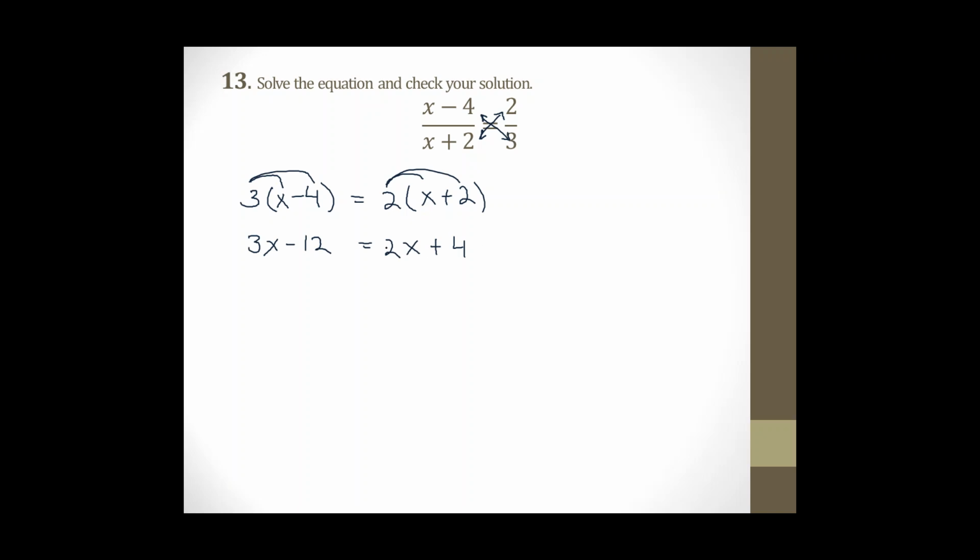Okay, so our goal is to solve for x. I'm going to move this x to the left side by subtracting 2x from both sides. So I'm left with 1x minus 12 is equal to 4. And then I'm adding 12 to both sides.